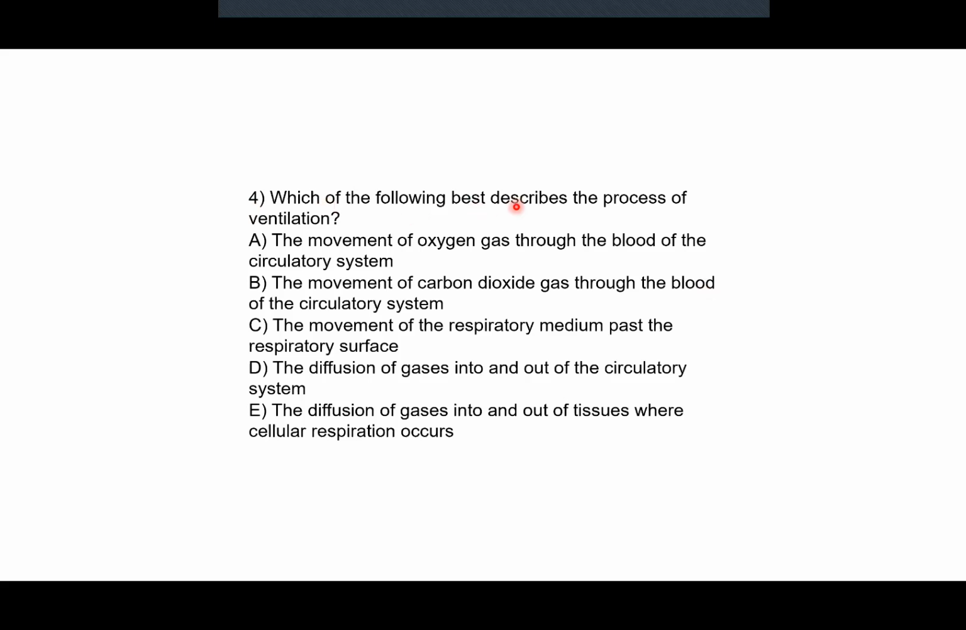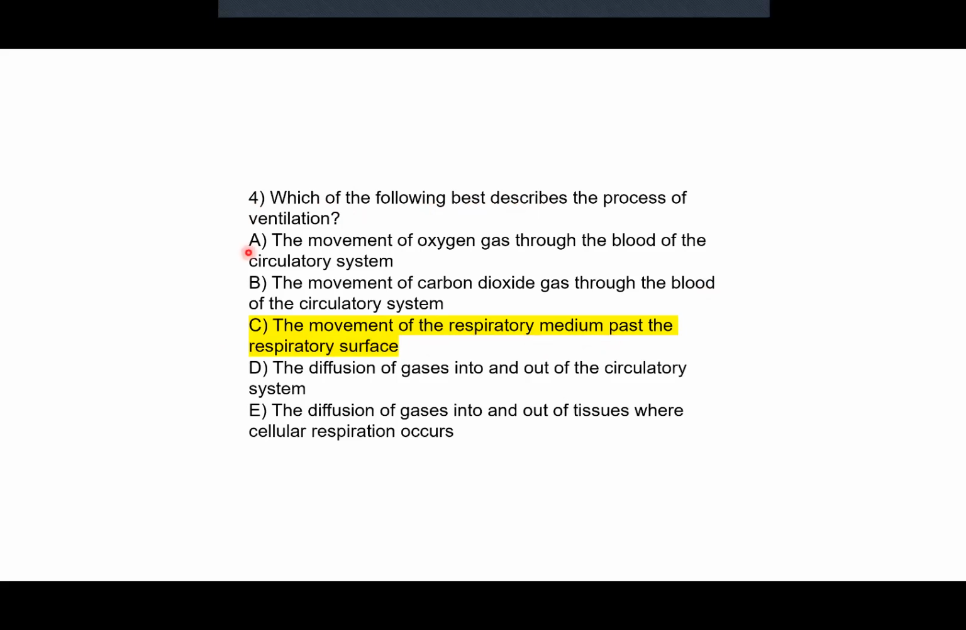4, which of the following best describes the process of ventilation? And I just talked about this, so maybe you'll have somewhat of an idea. C, the movement of the respiratory medium past the respiratory surface. But the tricky part here is how it's worded. And it's not always going to be obvious how it's worded. So again, if you can eliminate some of the other answers, that can help.